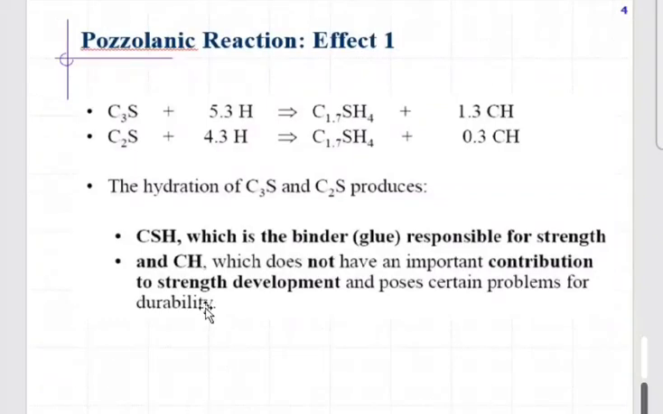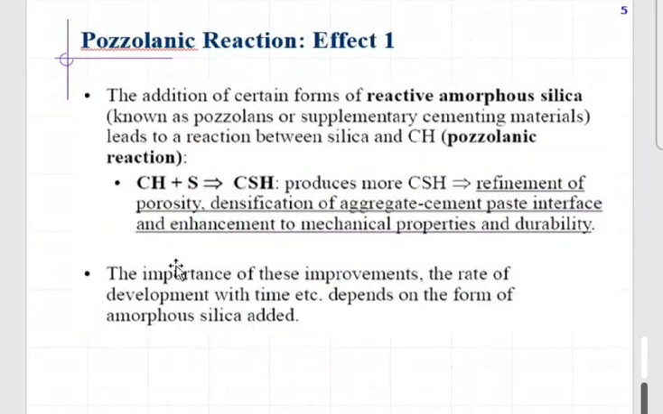So we can have this solved if we can stabilize the CH. By any means, if we can stabilize the CH, we can have reduced durability issues. So what we do, we react with the siliceous properties available within these pozzolans. These are called amorphous silicas, reactive amorphous silicas. Once they react with the CH, they make calcium silicate hydrate. This is more refined, this is dense, and this will give more mechanical strength.